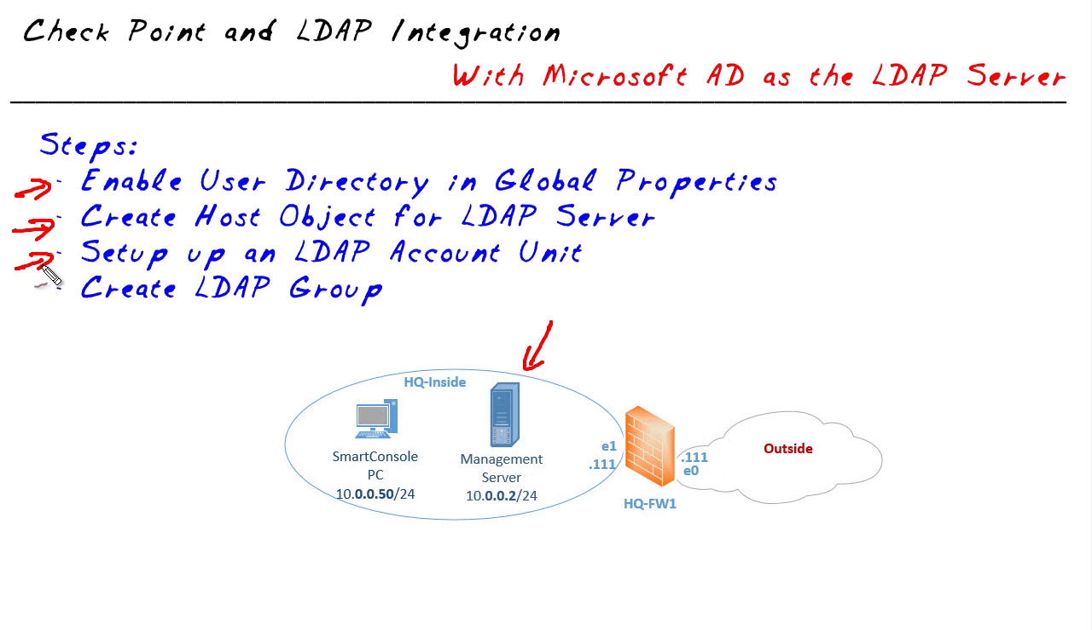We'll set up an LDAP account unit, and the LDAP account unit is going to have all the information that the system needs, a username and the credentials for that user to access the LDAP database. And then we're going to create an LDAP group in Checkpoint, and that LDAP group is going to be linked to that account unit. And then we can use that LDAP group inside of our policy.